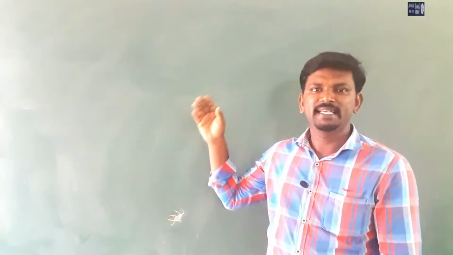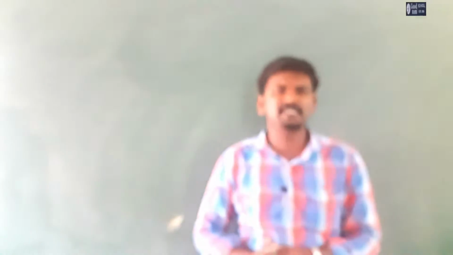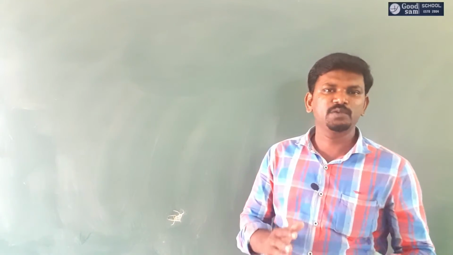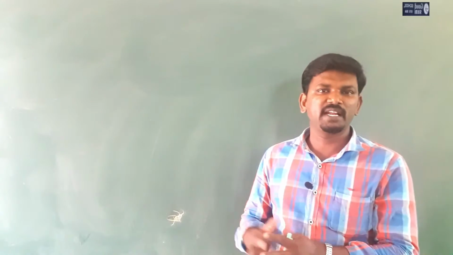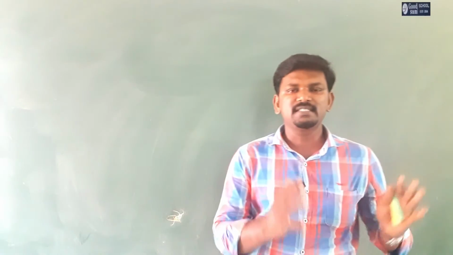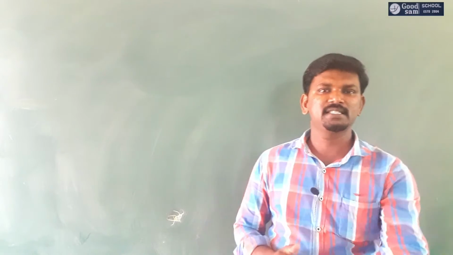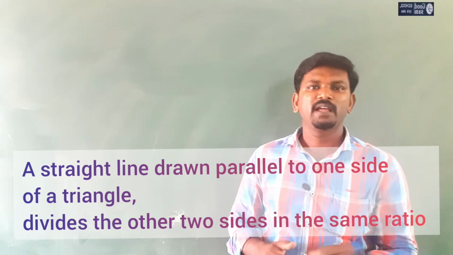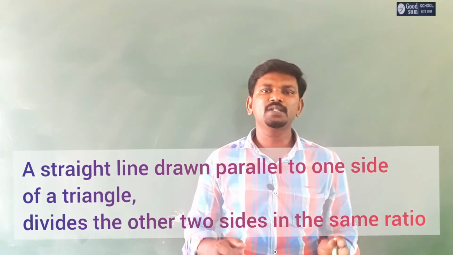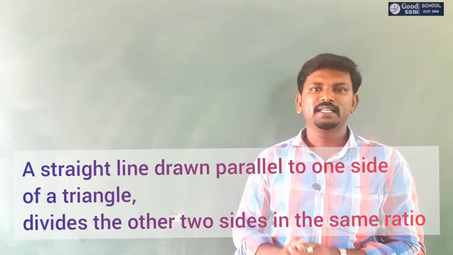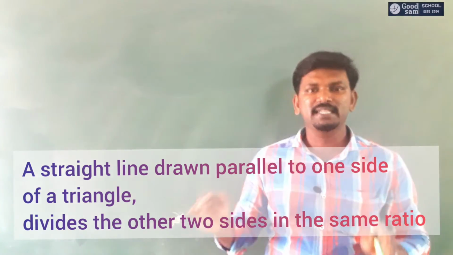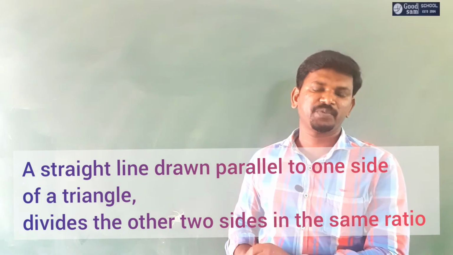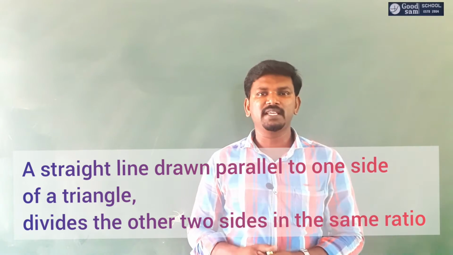The first one is the statement. What is meant by statement? The actual statement of the theorem. The actual statement of the theorem is the whole concept of the theorem. So in this basic proportionality theorem, the statement is: if a straight line is drawn parallel to one side of a triangle, that straight line will intersect the other two sides and divide those two sides in the same ratio. So this is the statement of the theorem.